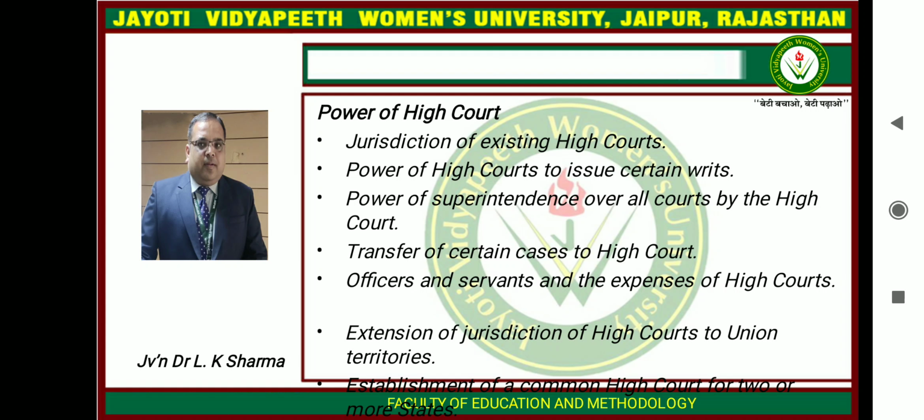Power of superintendence over all courts by High Courts. Article 227 states that every High Court shall have superintendence over all courts and tribunals throughout the territory in relation to which it exercises jurisdiction. Without prejudice to the generality of the foregoing provision, the High Court may call for returns from such courts, make and issue general rules and prescribe forms for regulating the practice and proceedings of such courts, and prescribe forms in which books, entries and accounts shall be kept by the officers of any such court.